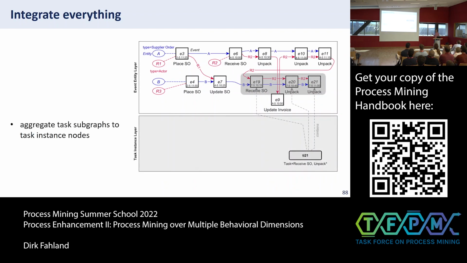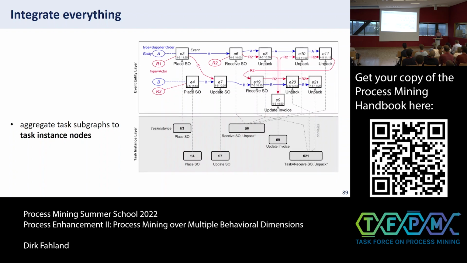We've identified these subgraphs where one actor does multiple steps for one object, like R2 going over multiple steps for B. I can aggregate the subgraph into a new node, just like how we previously aggregated events with the same activity name into a node. Now I'm aggregating multiple events that have the property that the same actor does them subsequently on the same object into a new node, which I call a task instance, because it's an instance of executing a task, and the name of the task is receive supplier order and then repeated execution of unpack.